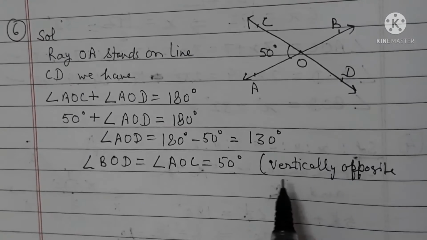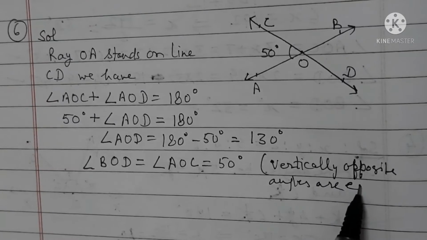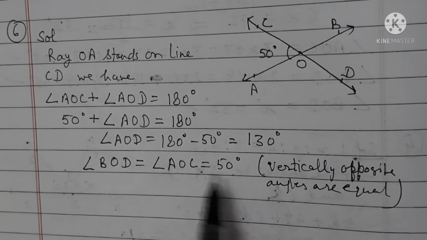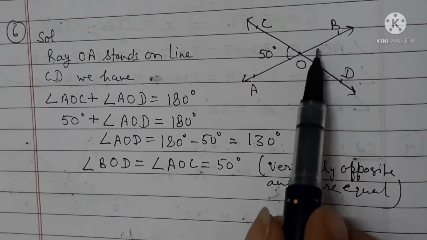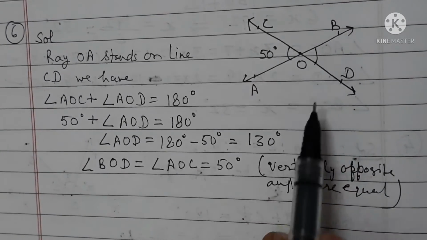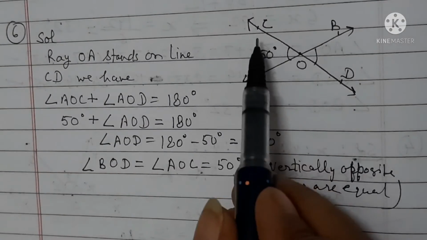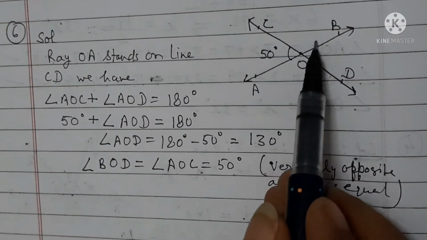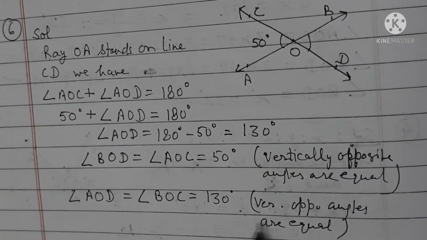Opposite angles are equal. So angle BOD is equal to 50 degrees, and angle AOD is equal to angle BOC, which is 130 degrees. This is the reason. Next question, question number 7.